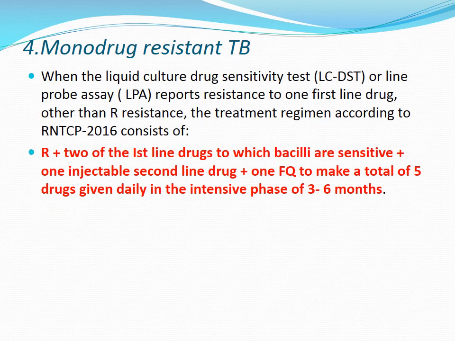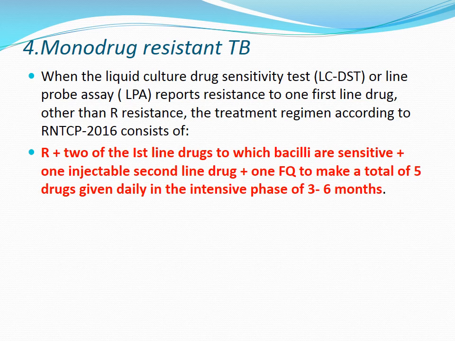Now coming to the fourth category, that is mono drug resistant tuberculosis. As we have seen, the bacilli, apart from rifampicin, may be resistant to any other first line drug. It may be isoniazid, ethambutol, pyrazinamide or streptomycin. Mostly we are focusing on isoniazid, ethambutol and pyrazinamide. So as per the LC DST or LPA results, we are going to have a diagnosis of mono drug resistant tuberculosis.